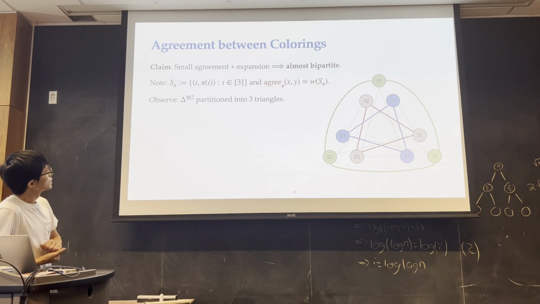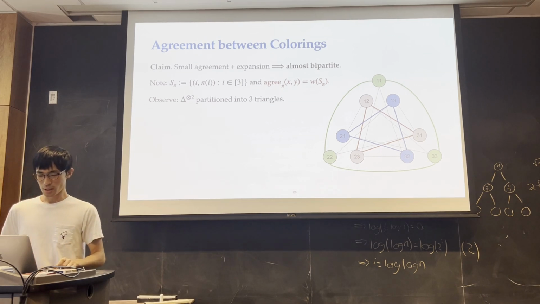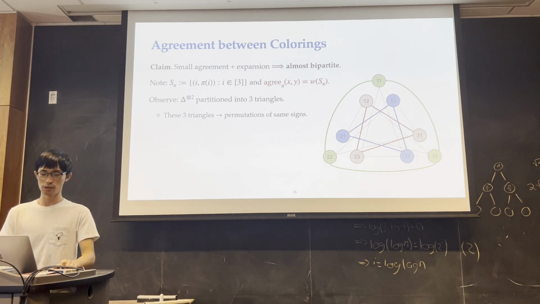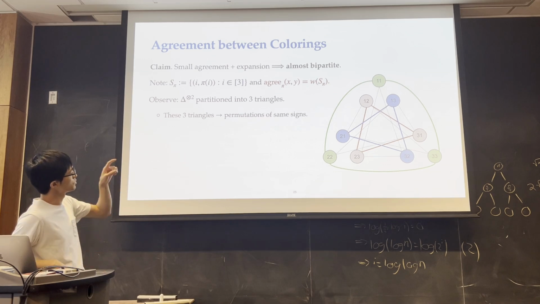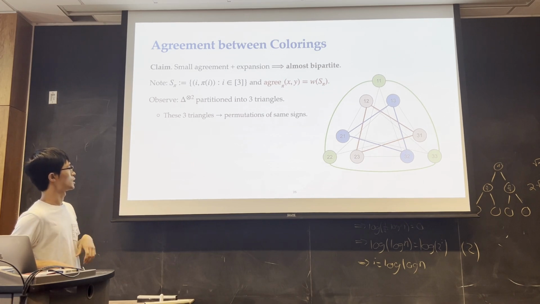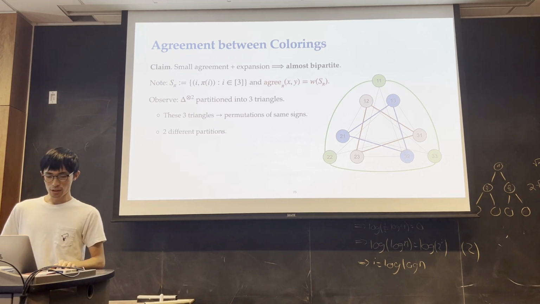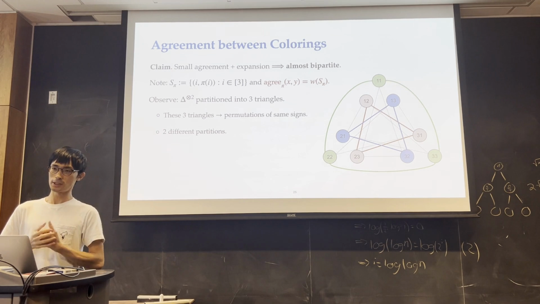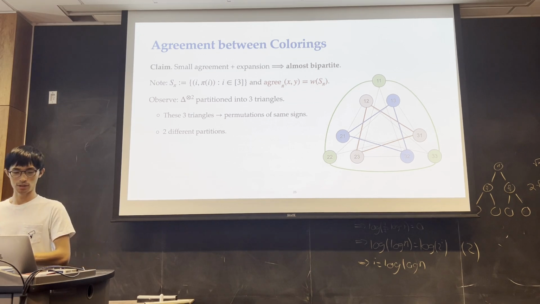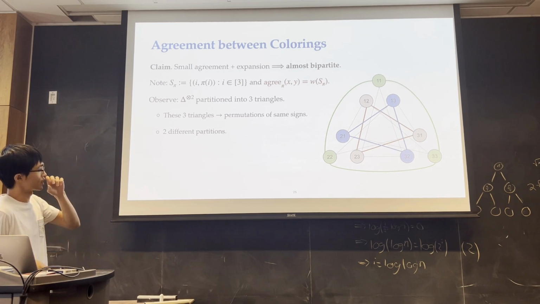So observe that, for example, in this graph, this 9-vertex graph can be partitioned into 3 triangles. And these triangles correspond to permutations of the same sign. So look at this, the green one is (1,1), (2,2), and (3,3). Similarly, the red and blue ones are both permutations of positive sign. And there are 2 different partitions because we have 6 permutations. 3 of them are plus and 3 of them are minus. So there are 2 ways to partition this 9-vertex graph. The other 3 triangles are not drawn out in this picture.